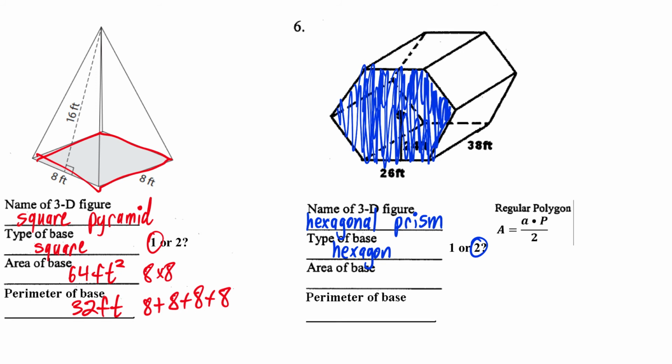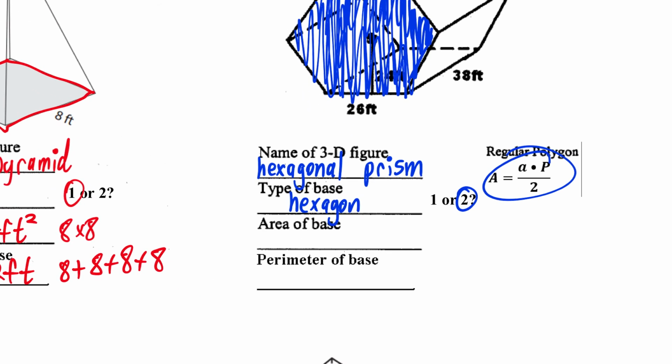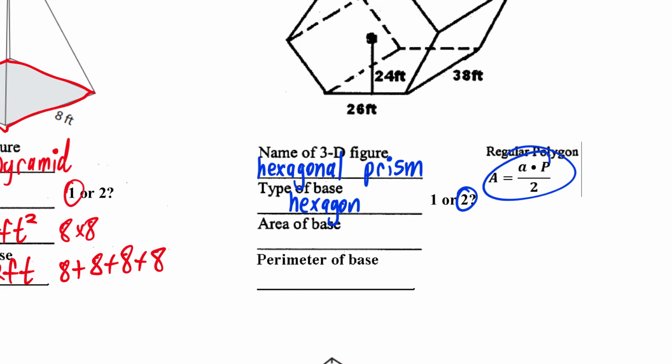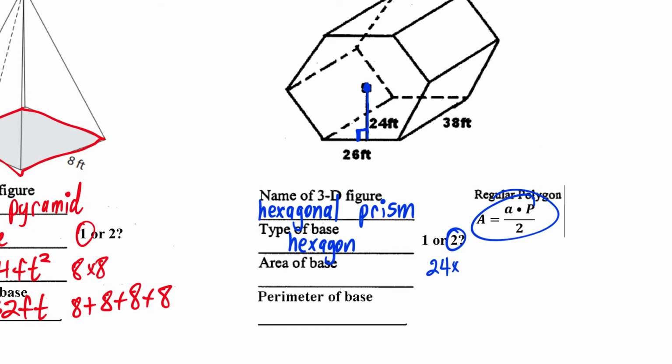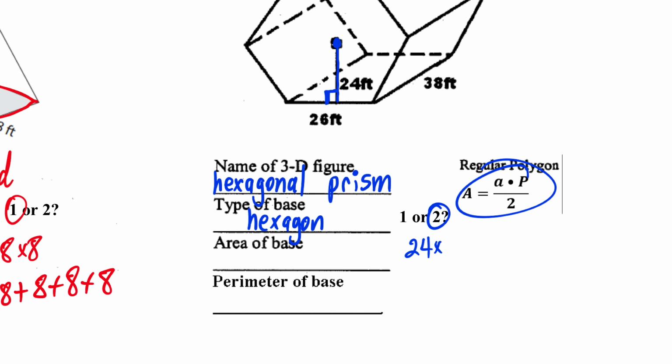So how are we going to find the area of this regular hexagon? Apothem times perimeter divided by 2. So how long is the apothem of this hexagon? It's 24. The apothem is the distance from the center of the shape perpendicular to one of the sides. Okay, so that's the apothem right there, which is 24.